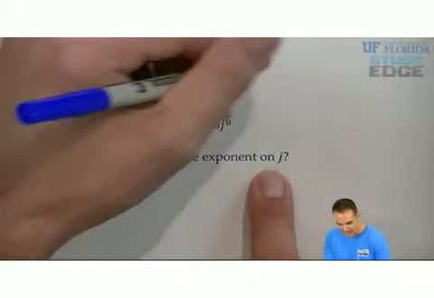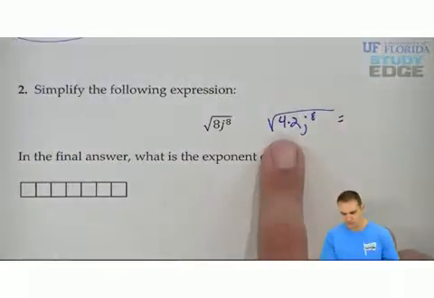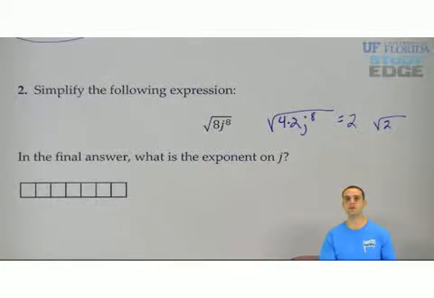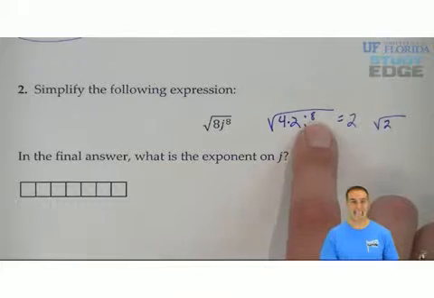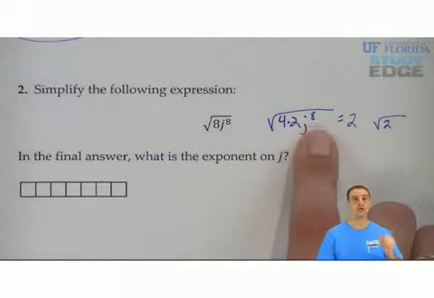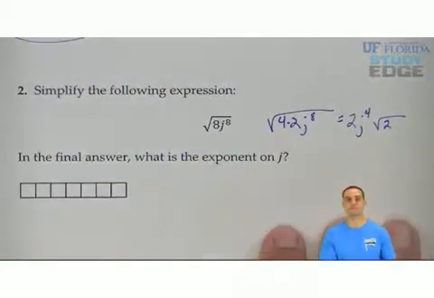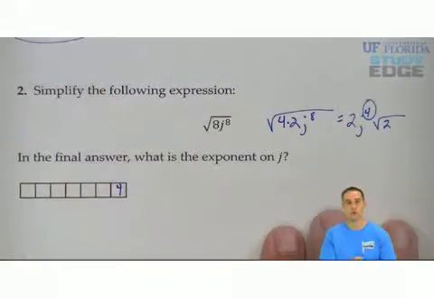So ready? 8 is going to be 4 times 2. The square root of 4 is 2 with a 2 left over. And that's how you simplify the coefficient. But then j to the 8th is 8 j's. How many pairs is that? 2 goes into 8 4 times and none left over. So the exponent on j would be the number 4.